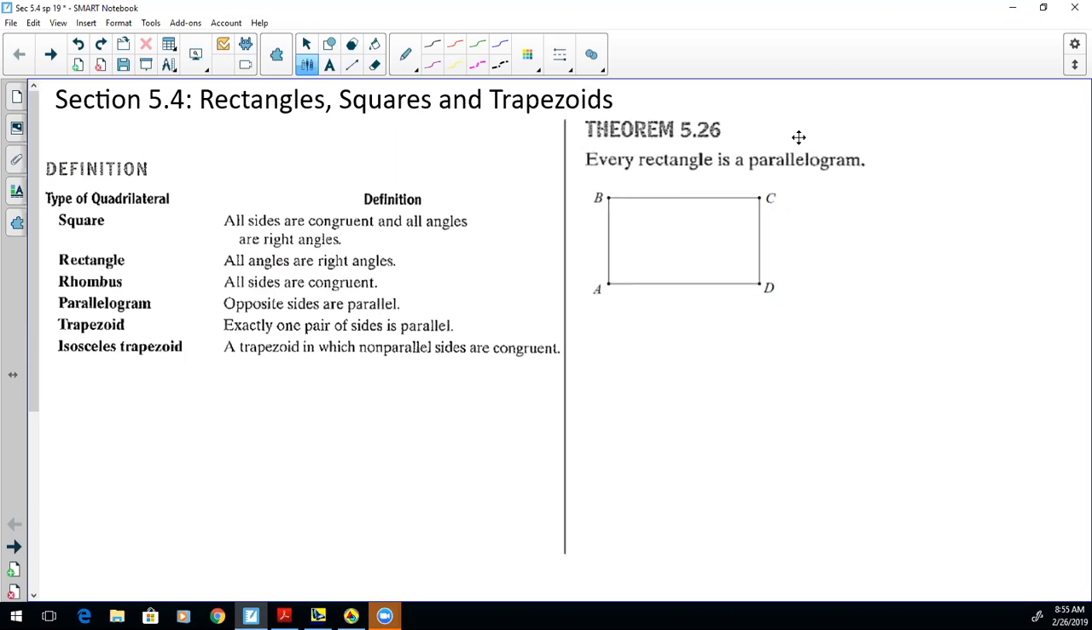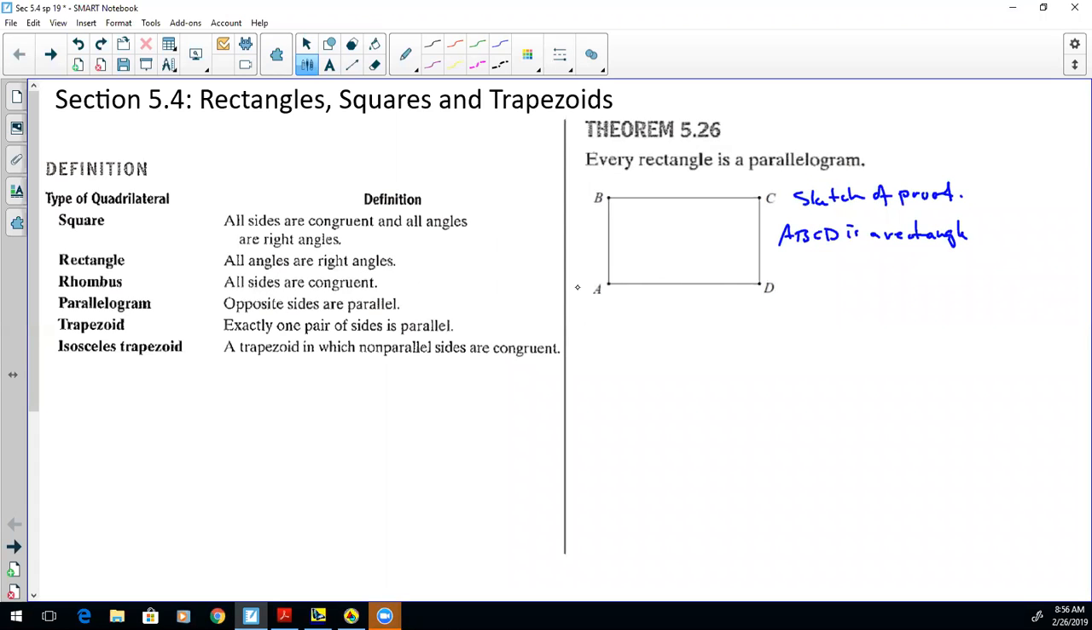This is theorem 5.26. Every rectangle is a parallelogram. Now, I'm not going to formally do this. We'll just make a sketch of the proof here. So let's assume that ABCD is a rectangle. Of course, that means all angles are right angles.